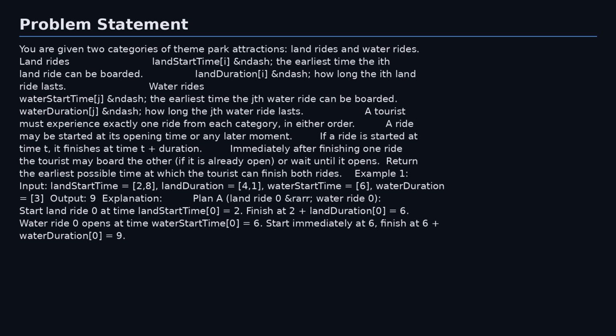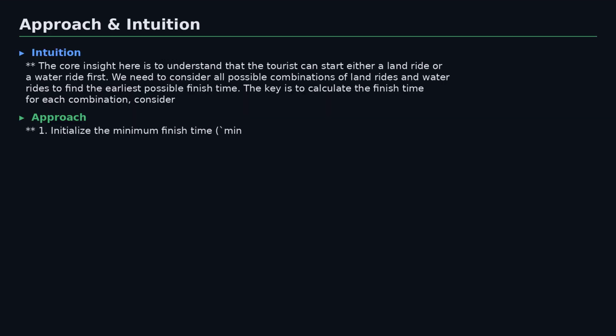So, what's the core insight here? Well, think of it like this. Imagine you're at an amusement park, and you want to ride both the roller coaster and the Ferris wheel. You can start with either ride, and then take the other one after you're done with the first one. The key is to figure out the earliest possible finish time, considering the start time of each ride and the duration of the previous ride. This is a perfect example of a problem where we need to consider all possible combinations of events to find the optimal solution. Now, let's walk through the solution step by step.